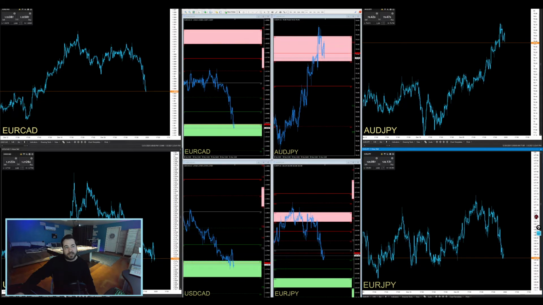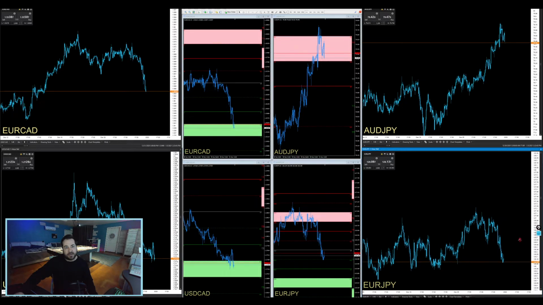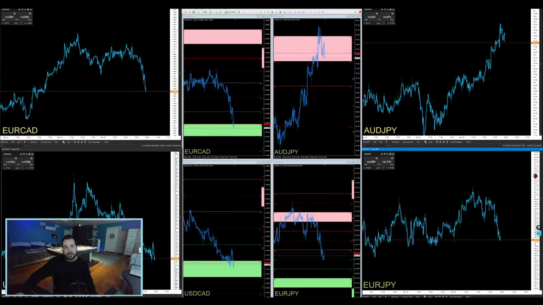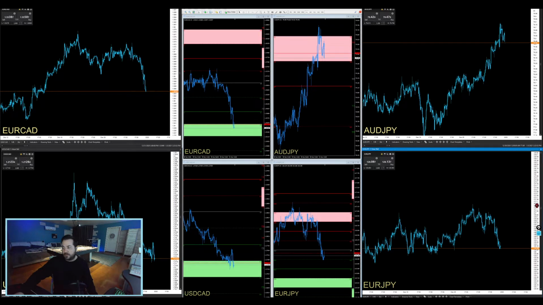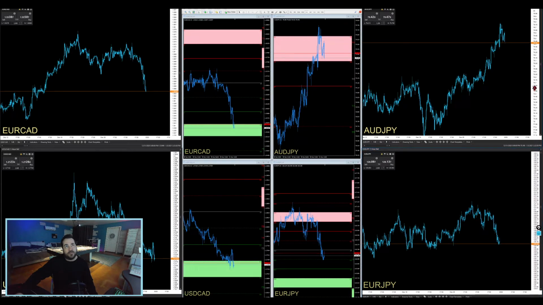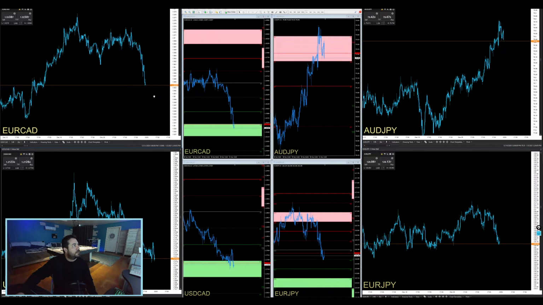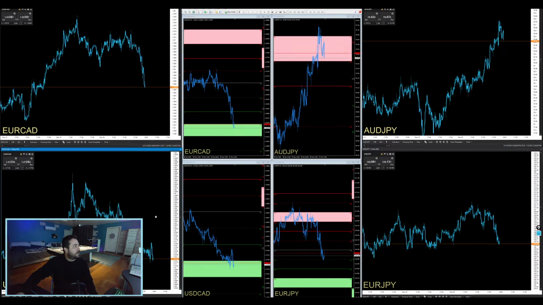I want to minimize this a little bit more because this is actually a really tight range. So here we go, this is a tight range. Yeah, that's more like it right there. And then the Aussie moved a little bit more than everything else did, so have it just like that. And the Euro CAD can go ahead and take up my full screen. And the USD CAD, let's see, I had it just like that. We can go ahead and take up the full screen because that was a large move.